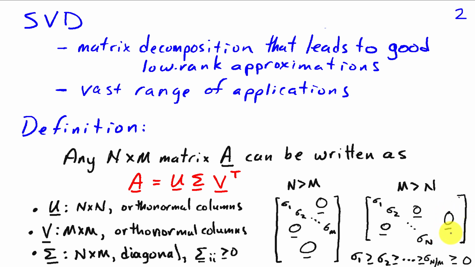Now a very important part of the definition of singular value decomposition is that the individual singular values, sigma 1, sigma 2, and so on, are ordered from largest to smallest, and they're also positive. This is very important for how we're going to use the singular value decomposition.